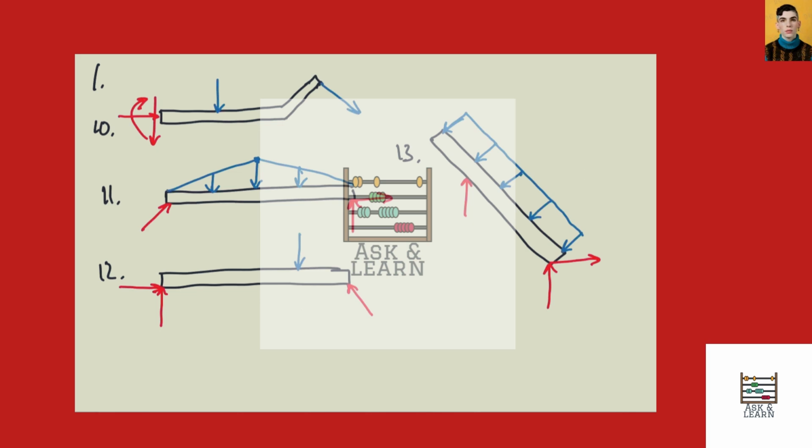We're asked to draw free body diagrams for problems 10, 11, 12, and 13. So in problem 10, we have a beam that's cantilevered from this end, has a cable attached to it that's pulling at an angle of 30 degrees from the horizontal, and then also has another load on it.